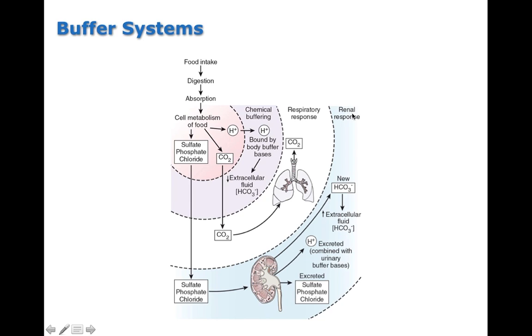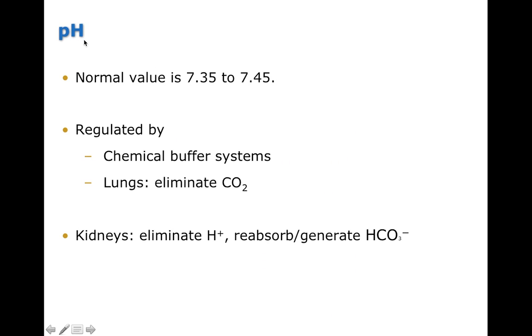The renal response is the slowest of these 3 because it takes extra time to get rid of acids or bases in your urine. But when you talk about the sulfates, the phosphates, and the chlorides, these are always lost through urine, so they're excreted through urine. And the renal response could also do things like help you to excrete excess hydrogen ion or excrete excess bicarbonate ion, depending on if your blood's acidic or basic. So in terms of pH of your blood, normal value is 7.35 to 7.45.